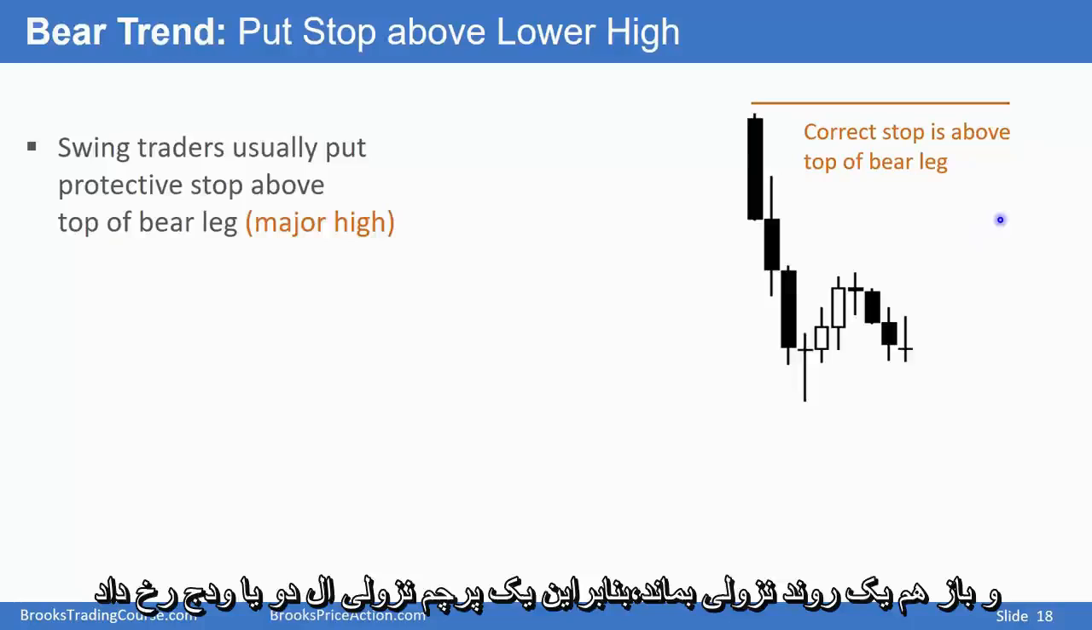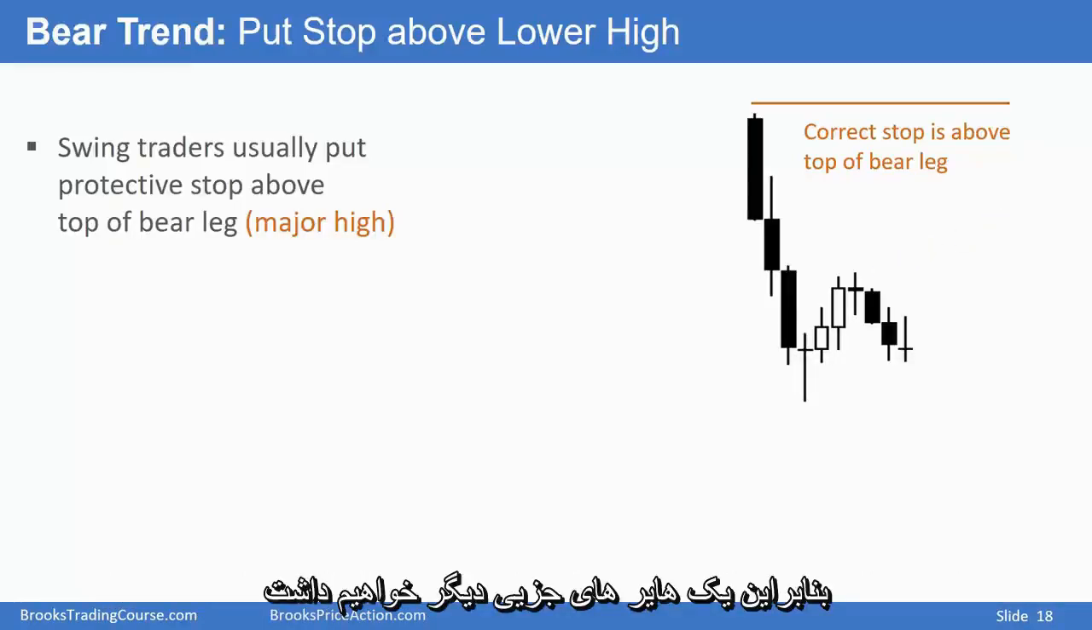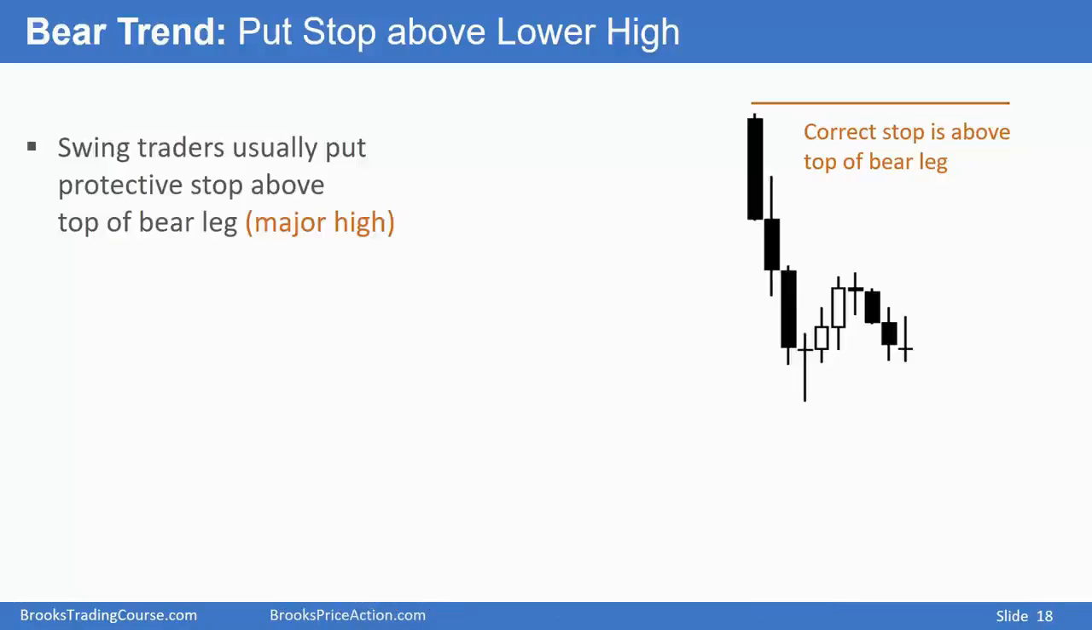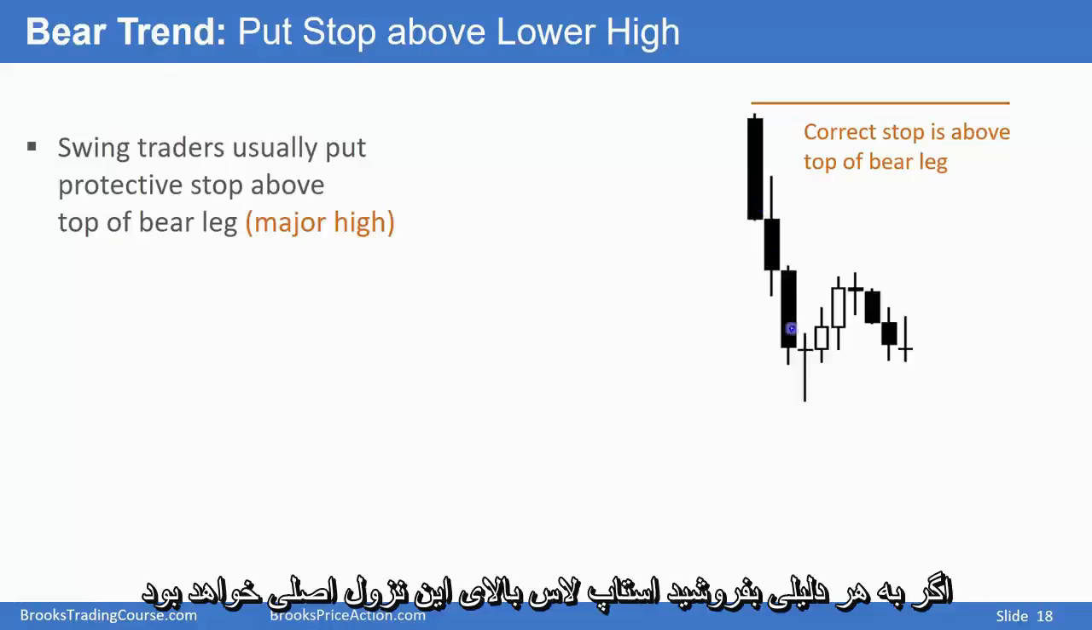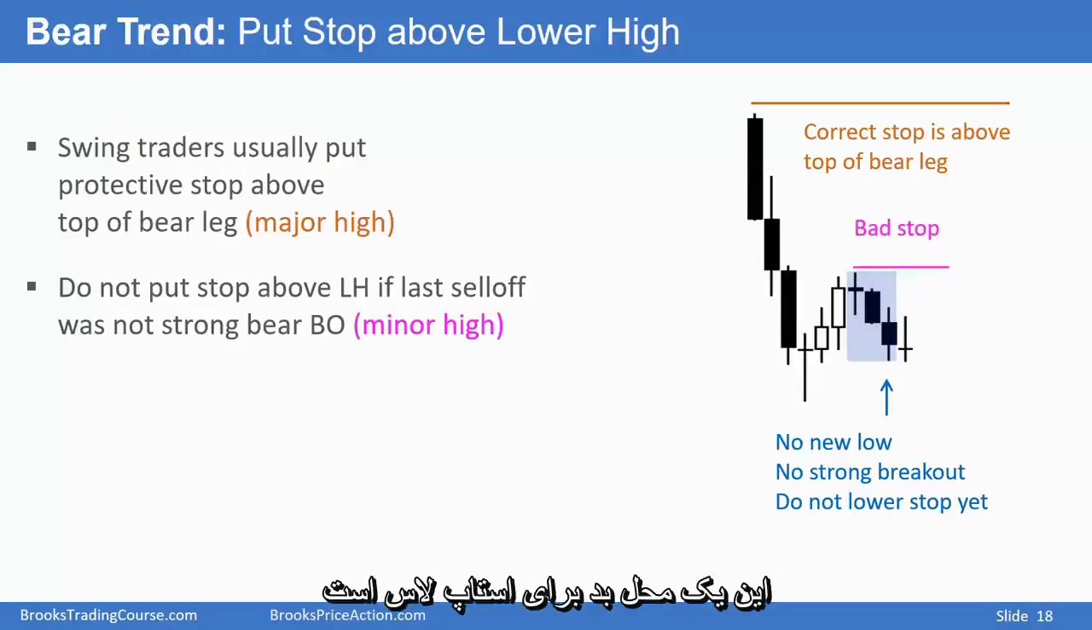So we can get a low 2 or a wedge bear flag. So we can get one more slightly higher high, another slightly higher high, and still be in a bear trend. If you're selling for any reason, your stop is above the top of this major sell-off. This is a bad location for a stop.